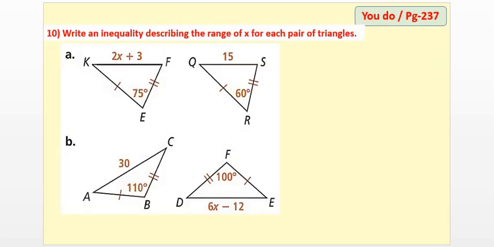Here it says write an inequality describing the range of x for each pair of triangles. So if you look at the A part, I'll solve the A part for you, and then I want you to solve the B part on your own. Now first we will check the criteria.